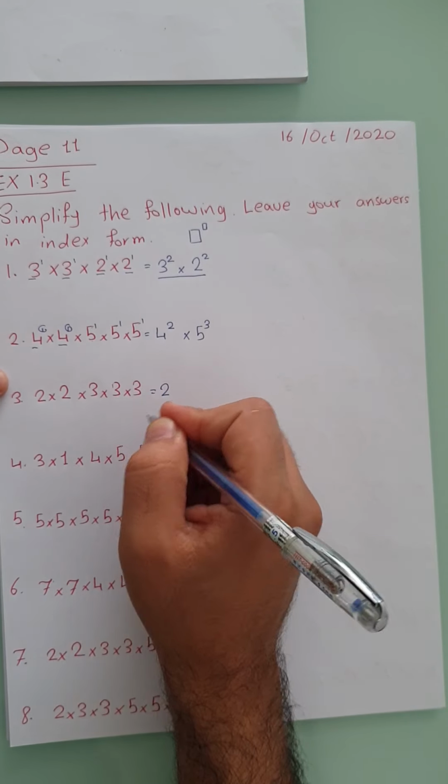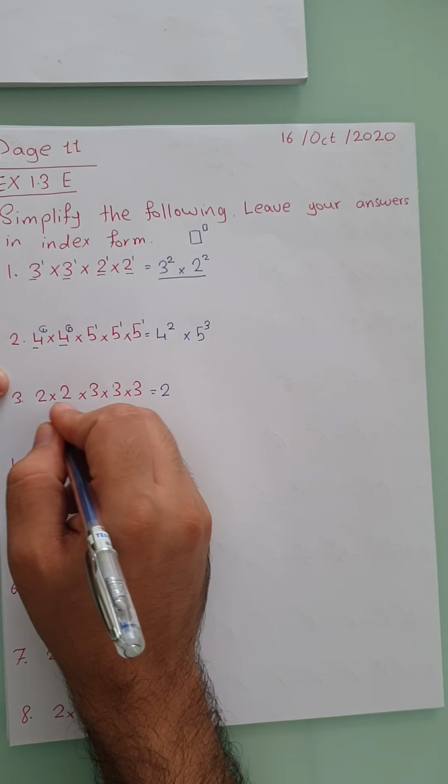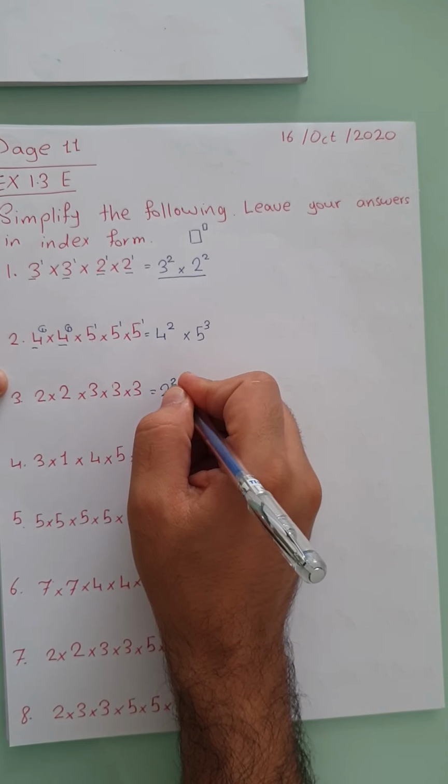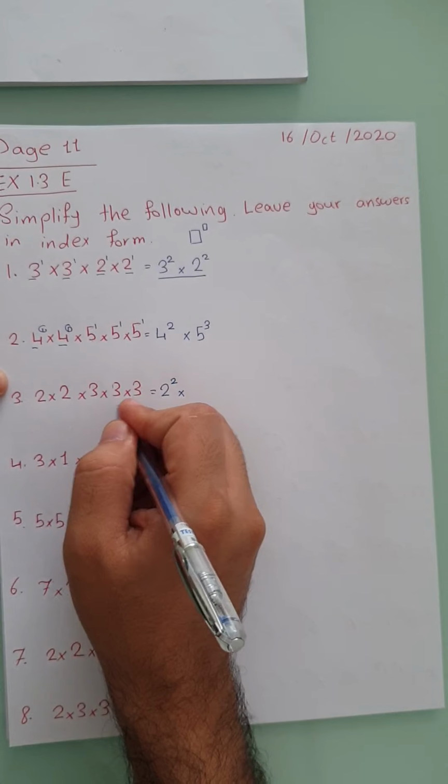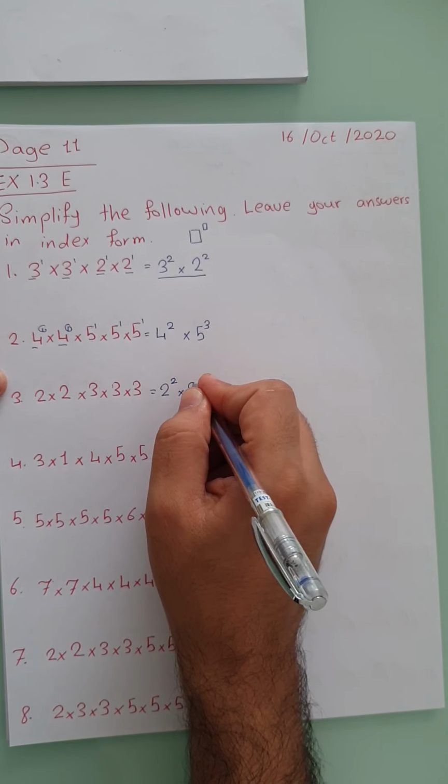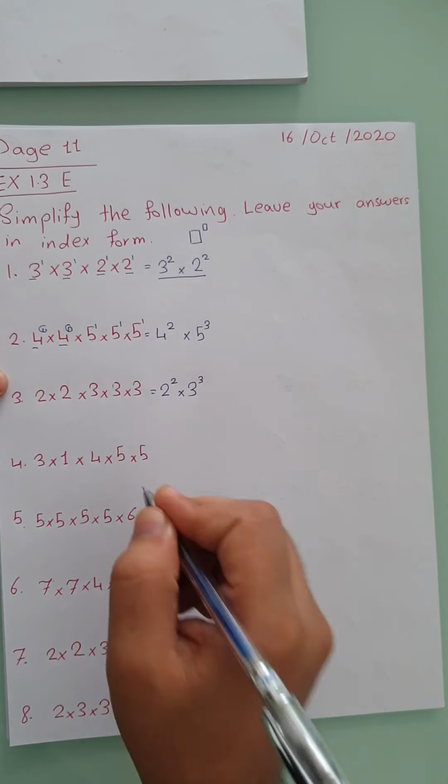Now we need to be very quick answering this question. You know how many 2's you have here? You have 2 only, so 2 to the power of 2, times how many 3's do I have here? Only 3. So it's going to be 3 to the power of 3.